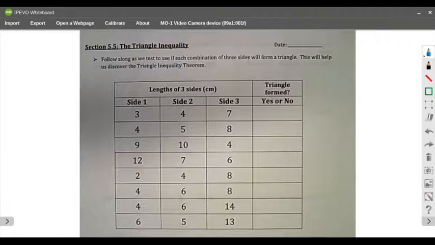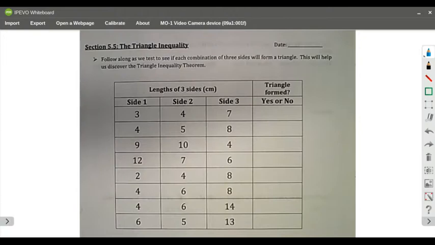Hey everyone, so this lesson is on the triangle inequality theorem. This chart here is something we usually do in class. It's somewhat of an investigation, so I'm going to demonstrate it for you. It's not going to have quite the same effect, but it will show you why this theorem is true.